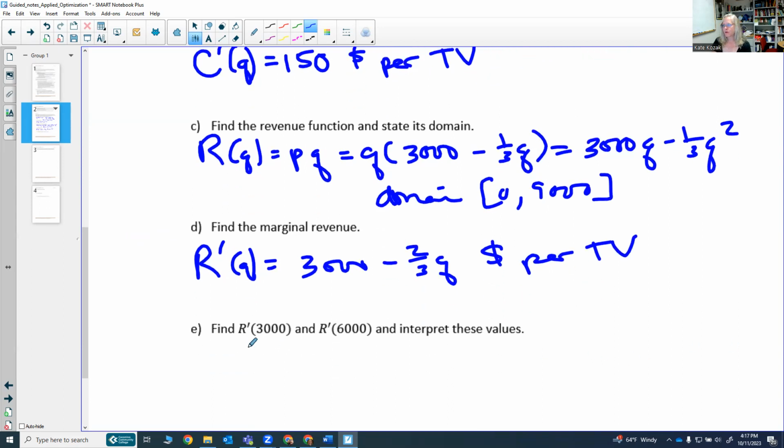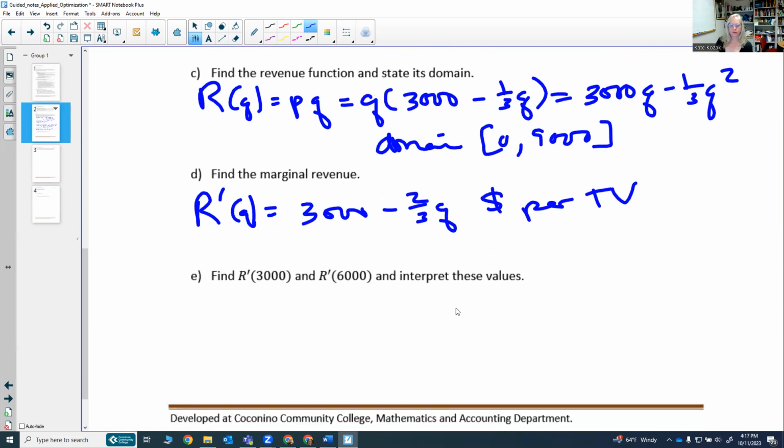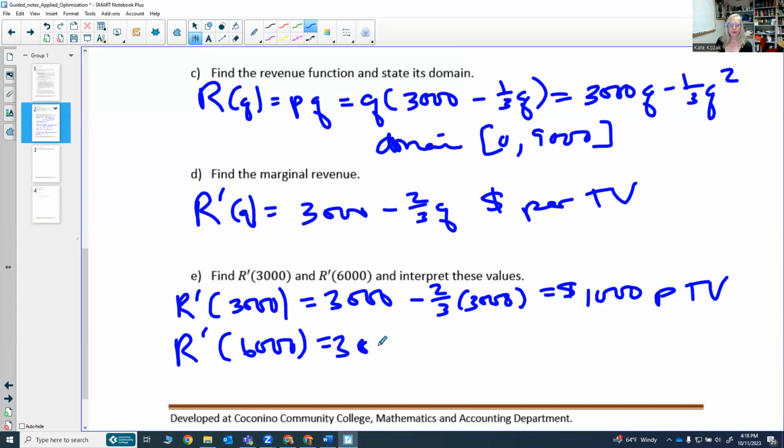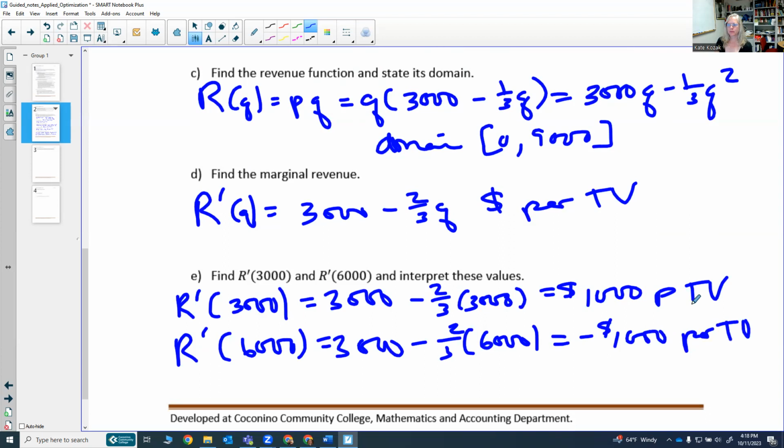Now I want you to find R prime of 3,000 and R prime of 6,000 and interpret these values. So R prime of 3,000 is equal to 3,000 minus 2/3 times 3,000, which is 1,000 per TV. And R prime of 6,000 is equal to 3,000 minus 2/3 times 6,000, which is minus 1,000 per TV. So the interpretation is that if you sell 3,000, your revenue will be increasing since the derivative is positive. But if you sell 6,000, your revenue will be decreasing because you have a negative.